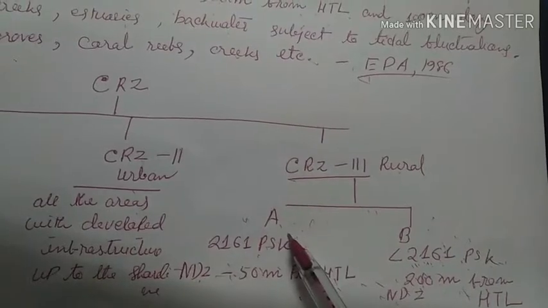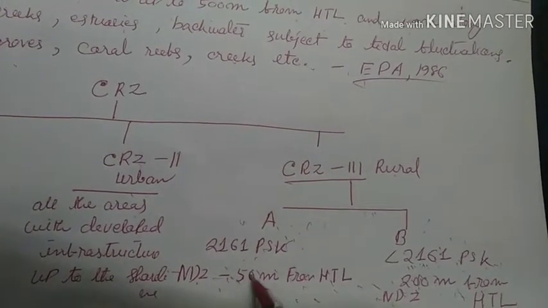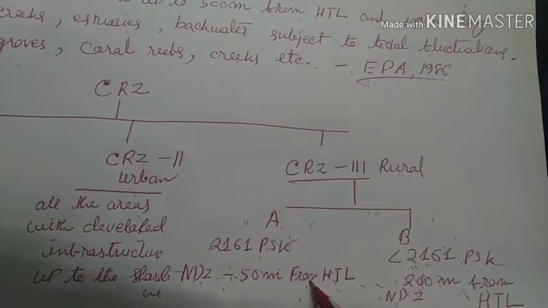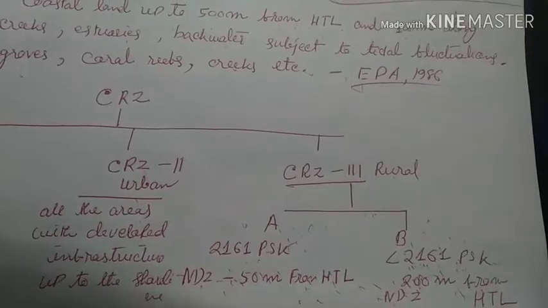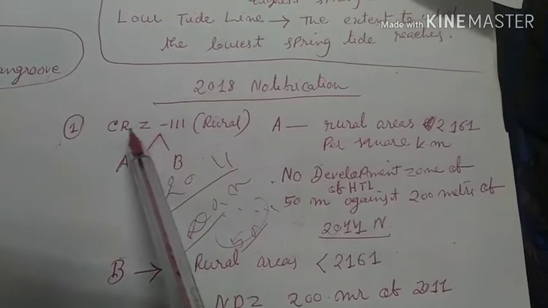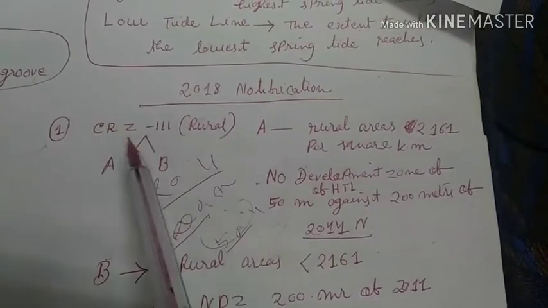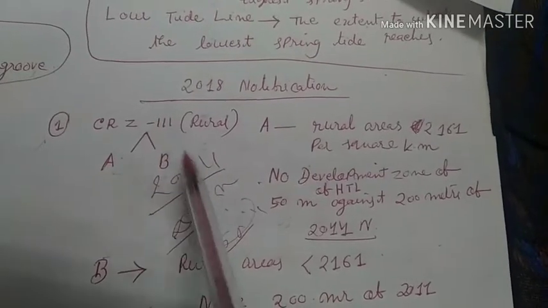In part A of coastal regulation zone 3 rural areas, no development zone is 50 meters from high tide line, and B 200 meters from high tide line. Keep these things in mind. So what are the notifications that we have already found? Part 3 rural areas has been divided in part A and part B.